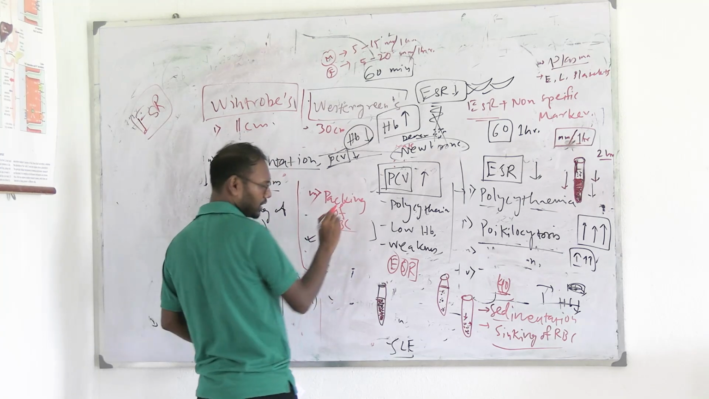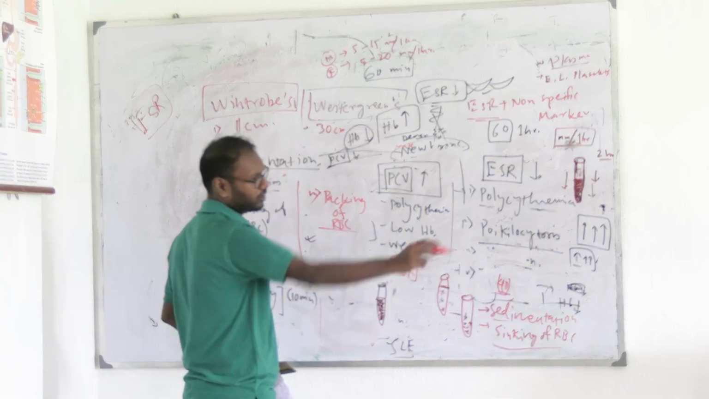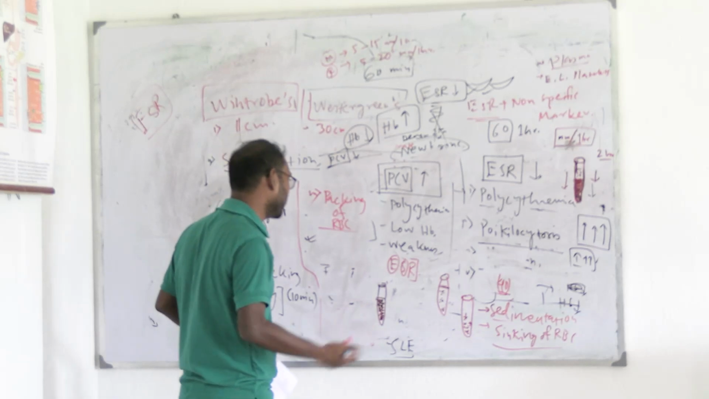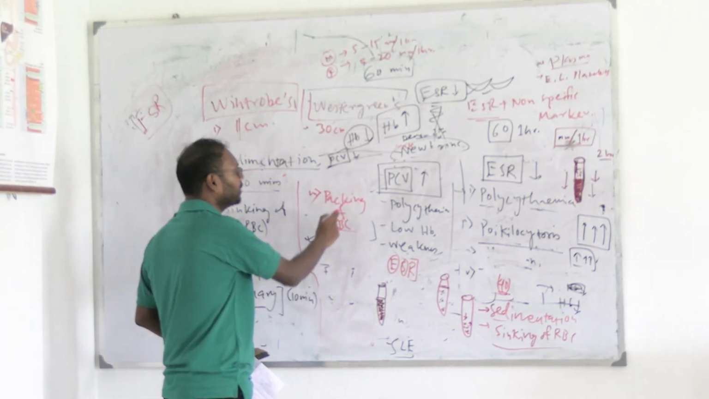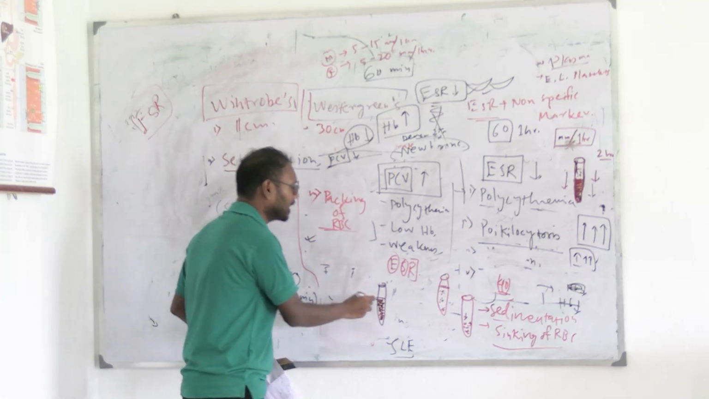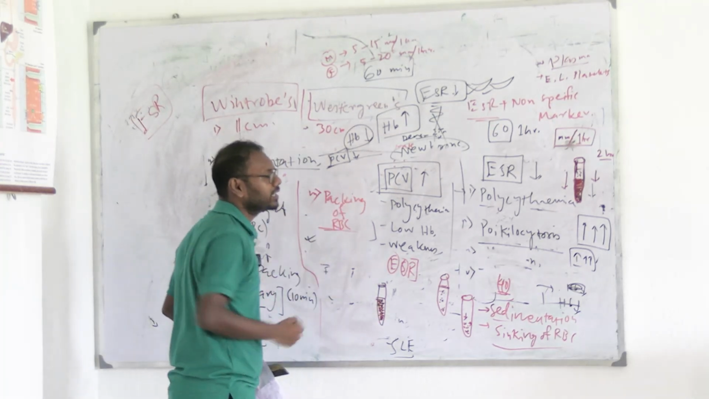So these are the physiological events happening inside the tube. That tube or this tube doesn't matter. So this is called packing of RBC or packing of cells. Why do we keep saying RBC again and again, despite the blood containing all the things?